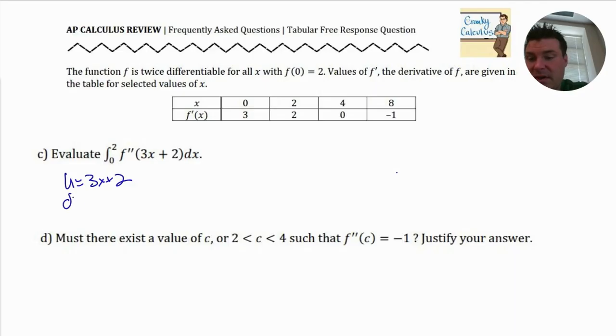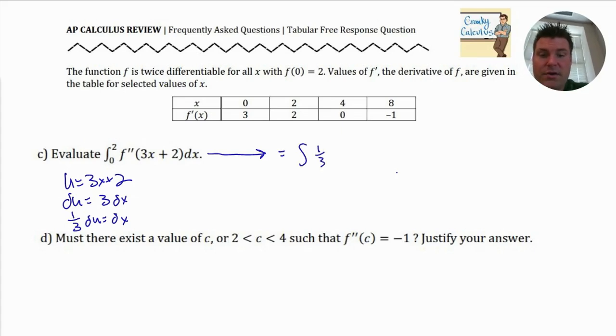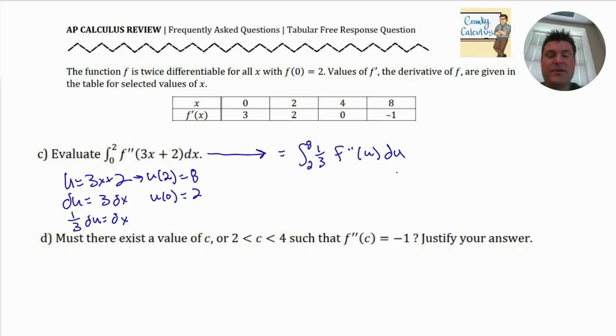When I do this u-sub, I'm going to get du equals 3 dx, divide both sides by 3, and I'm going to end up with 1/3 du equals dx. So now I can rewrite this as the integral of 1/3 f double prime of u du. Since I changed to u, I need u bounds. If I substitute in a 2 into my 3x plus 2, I'm going to end up with 8. And if I substitute in a 0, I'm going to end up with a 2. So my bounds change from 0 to 2 to 2 to 8.